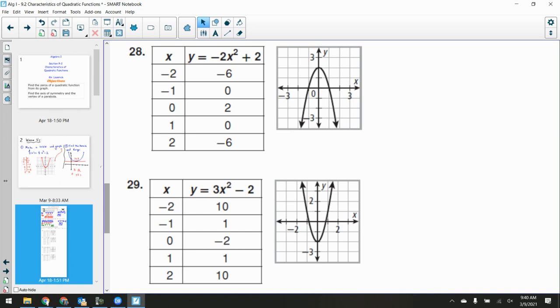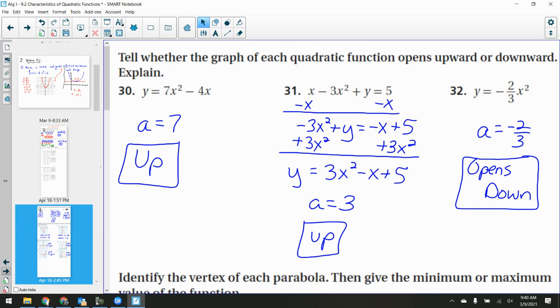All right, and here's the next page, numbers 30, 31, and 32. What should you always make sure that it's in before you decide whether it opens up or down? Standard form, where it goes x squared, x, and then the constant, ax squared plus bx plus c. Then you can tell whether the sign of a is positive or negative. So number 30, you don't have to worry about that. 7 is positive, so it goes up. Number 31, you have to subtract over the x and add over the x squared to get everything away from the y equals. So it ends up a is equal to +3, not -3, so therefore it opens up. And then number 32, it's already in standard form because there's no b or c term. So it does open up. Oh, sorry, down. Negative opens down.